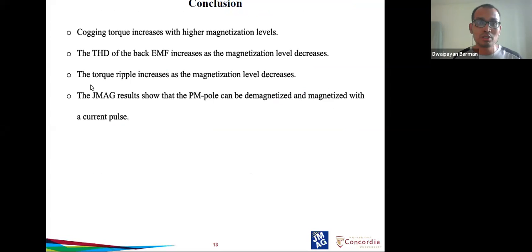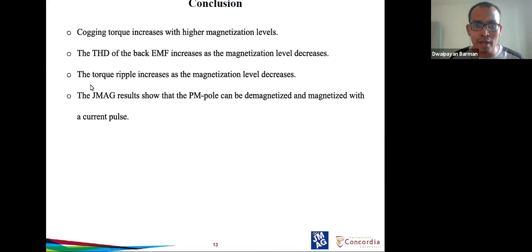So coming to the conclusion, we can see that cogging torque increases with higher magnetization level, because cogging torque is a function of magnetic flux density, and as the magnetization level increases, flux density in the air gap increases, and hence the cogging torque increases.